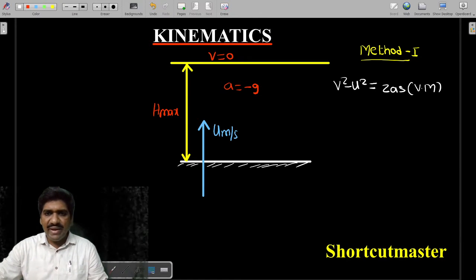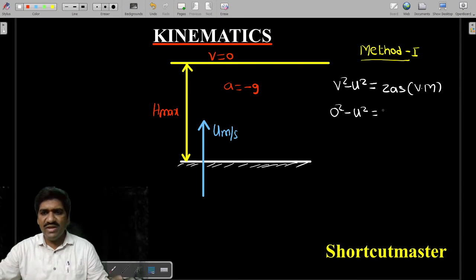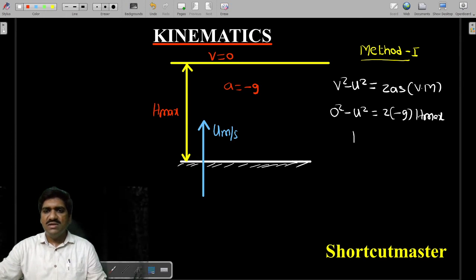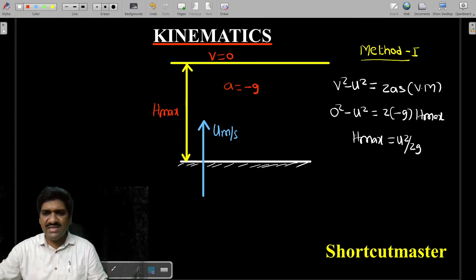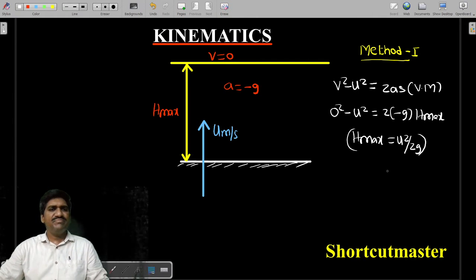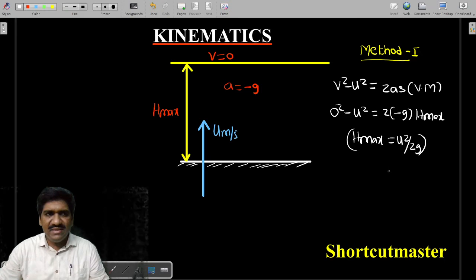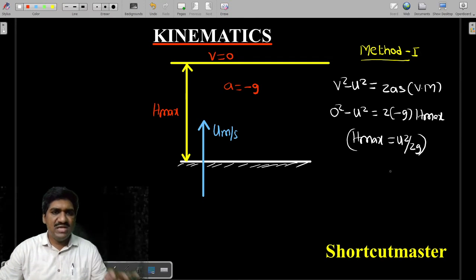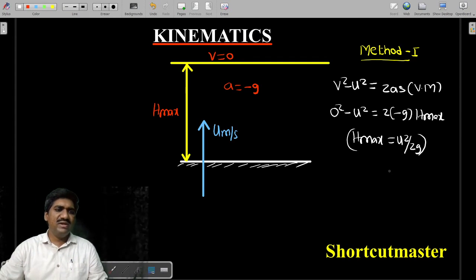At the maximum height, velocity will be equal to 0. Initially we have velocity u, so u square. So 0 minus u square equals 2 multiplied by minus g multiplied by h maximum. Can we write this as h maximum is equal to u square divided by 2g? Yes. Therefore, this is the general method used to determine the maximum height when a body is projected in the vertically upward direction.